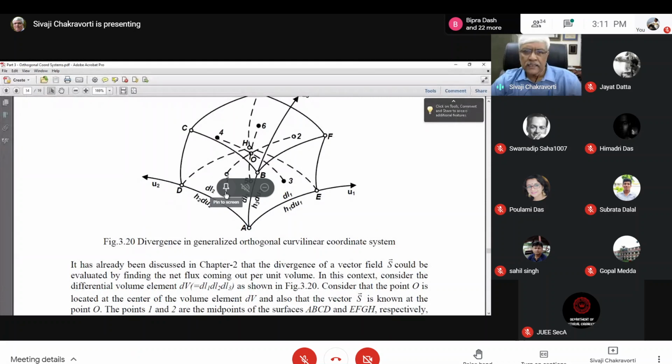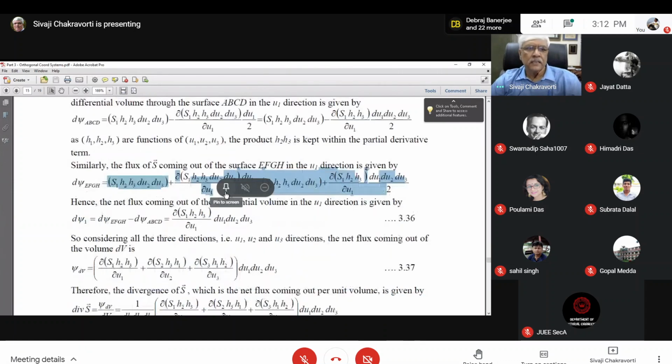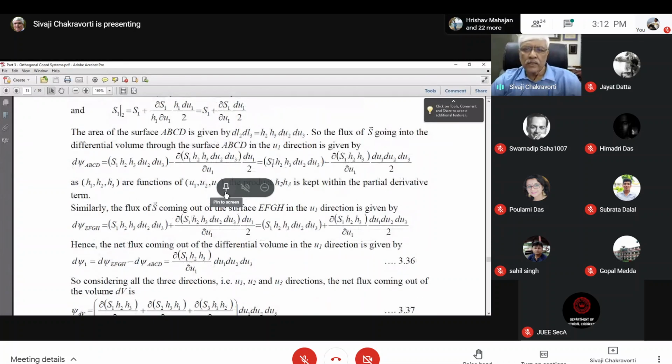We are considering the value of flux at point 1 into the area, and the flux going out is the value of that vector at point 2 into the area. Then we take the difference. Equation 3.6 is the difference. If we take the difference, you will see that the S1 terms cancel each other.